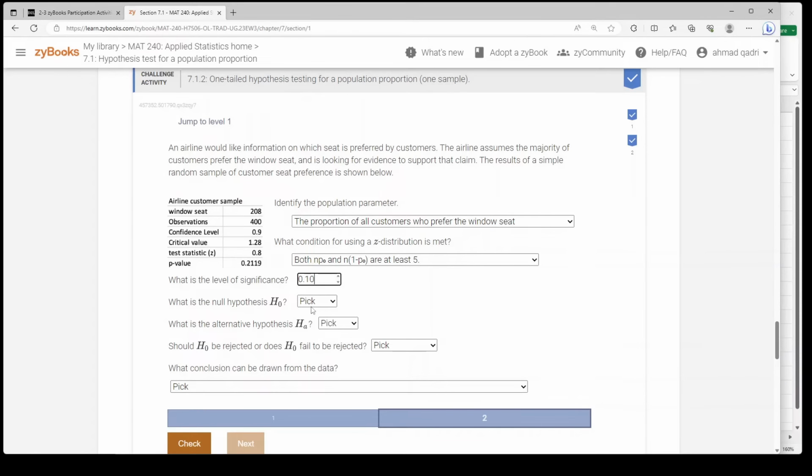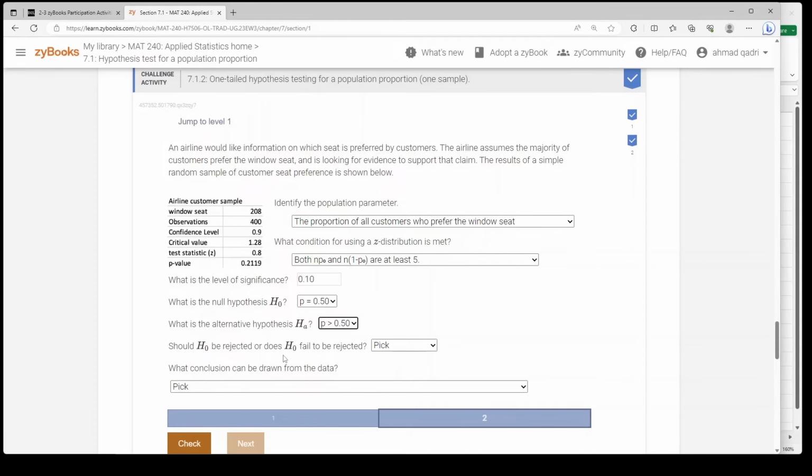What is the null hypothesis? Again, we're looking at the proportion. So it's p, and we're going to say it's equal to 0.5. The null hypothesis always involves the equal sign. What is the alternative hypothesis? Because the airline is assuming that the majority of customers prefer the window seat, p is greater than 0.5 for the alternative hypothesis.